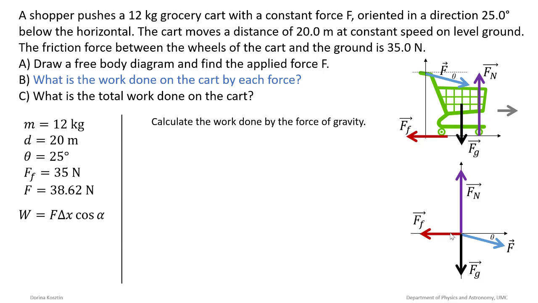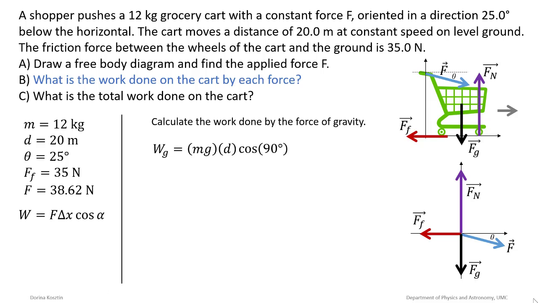So let's start by calculating the work done by the force of gravity. According to the definition of work, work done by the force of gravity will be equal to the magnitude of the force of gravity, which is mass times gravitational acceleration g, multiplied by the distance traveled by the cart, which is distance d of 20 meters, multiplied by the cosine of the angle between the force of gravity and the displacement. In this case, the cart moves to the right along the horizontal axis, and the force is oriented along the vertical axis. Therefore, the angle between them is 90 degrees.